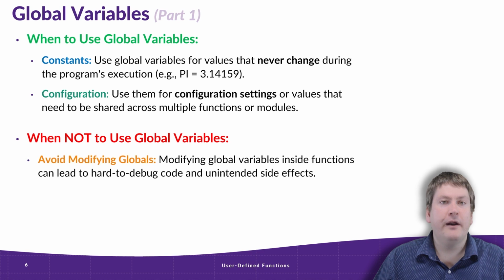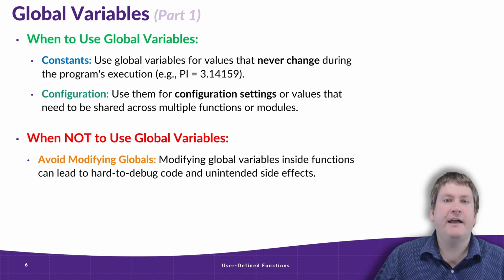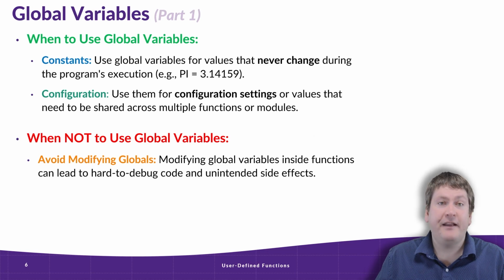We should also be aware of when we should not use global variables. And a big one is modifying the value of a global variable inside a function. This can lead to very hard to understand as well as hard to debug code. It also means our functions could have side effects, meaning running that function could have an impact on the next time the function's run, or an impact on some other part of our code that we didn't foresee.